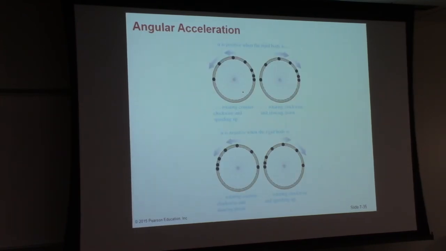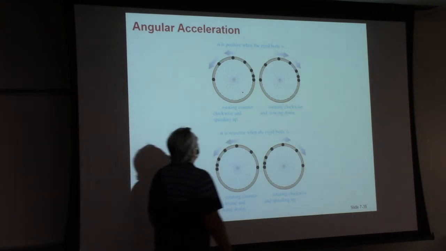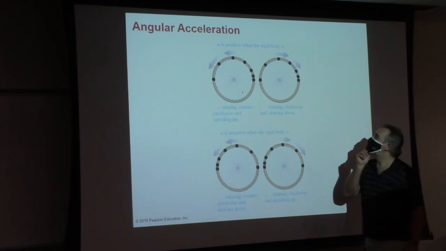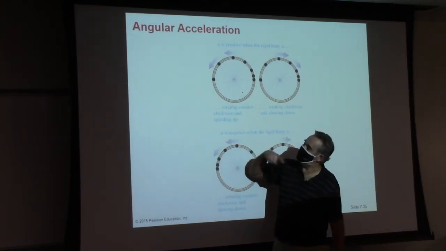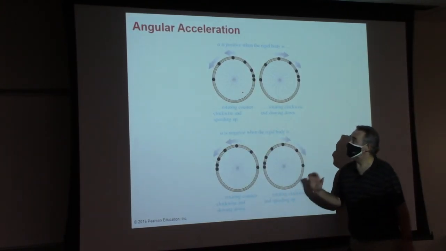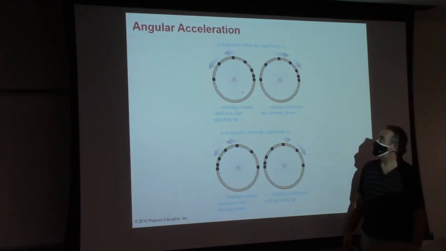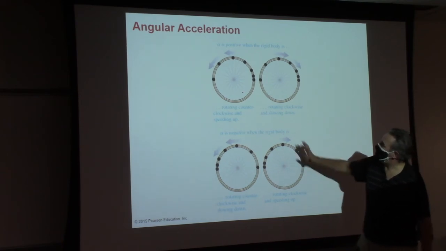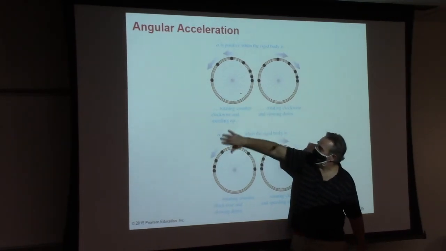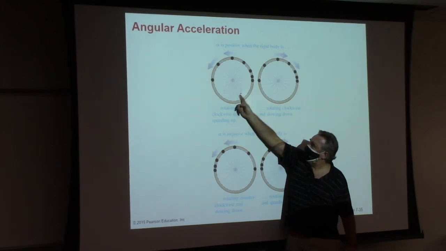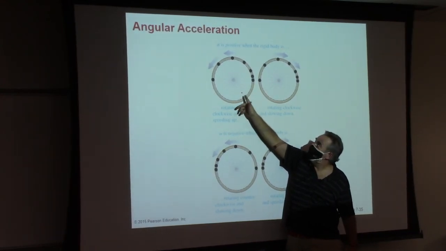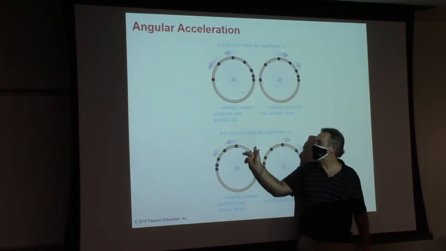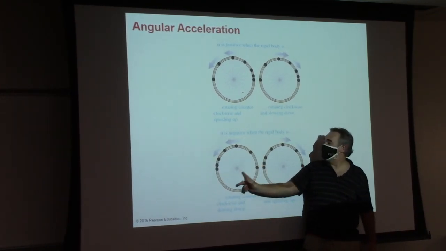So we can look at a couple of different cases. I think the left-hand side here is how our brains mostly work. If you're going in the positive direction, which is counterclockwise, and going faster and faster, that's where alpha is positive. On the other hand, if you're going in the positive direction but slowing down, this is where alpha is negative.